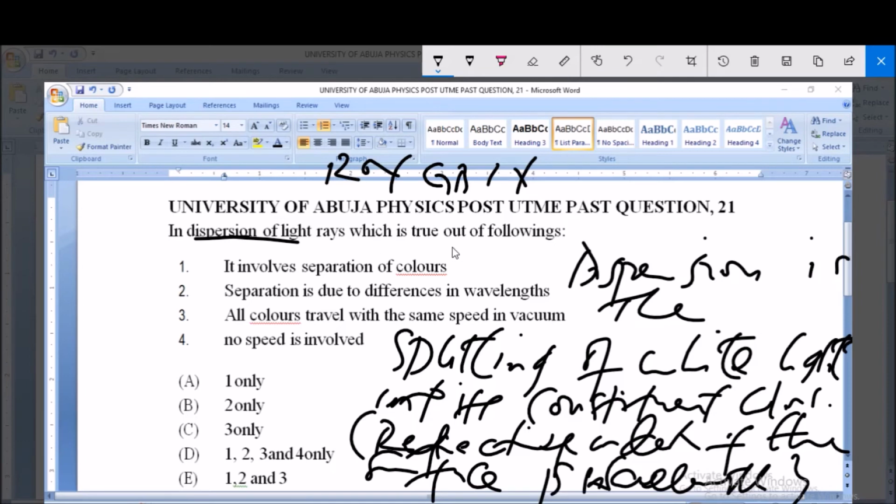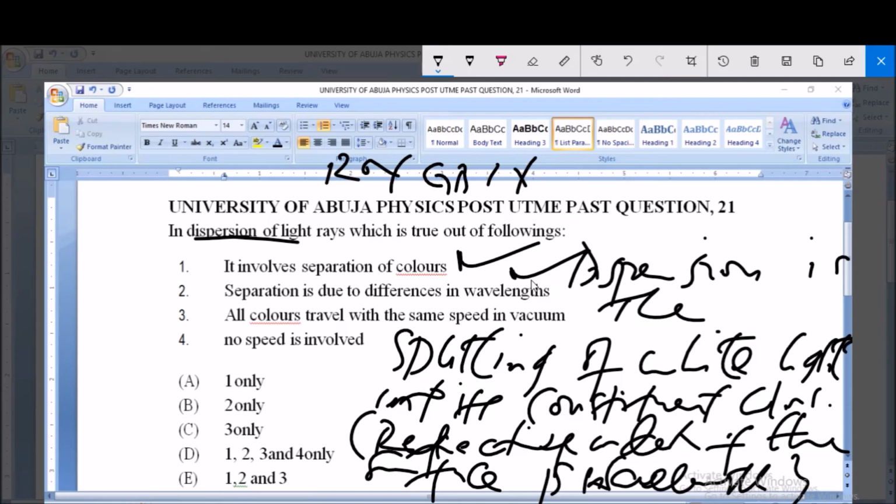Now the question is asking us for the points that are true. It involves separation of colors. Like I said, it is the splitting of light or separation of light into its constituent colors. That's correct. Separation is due to difference in wavelength. That was what I just explained. I said the differences in their wavelength actually contribute to the separation of this light.